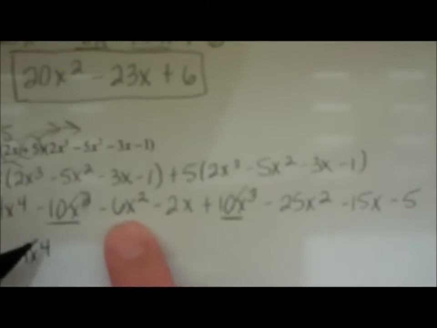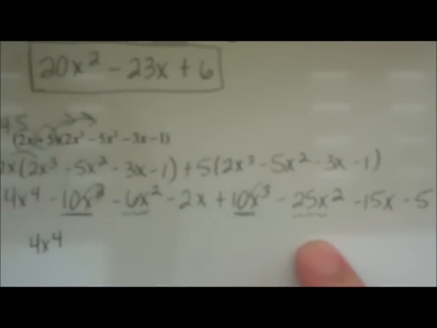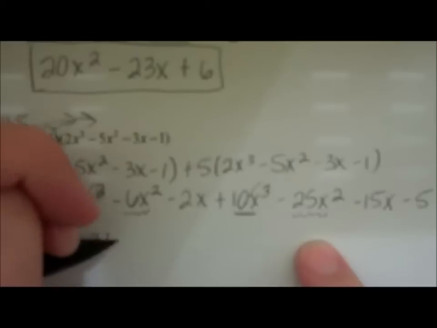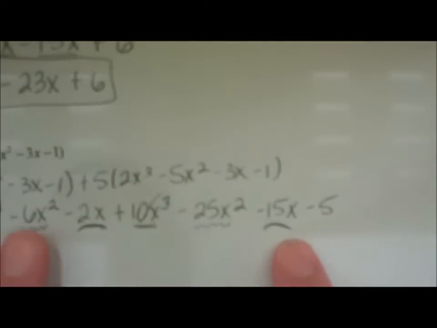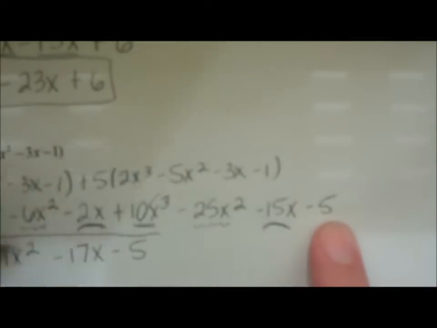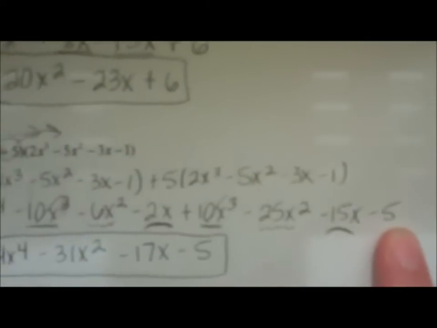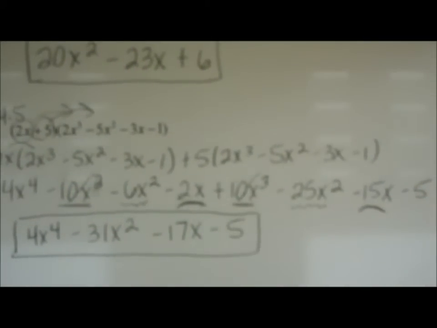Then we have x squared here. So negative 6x squared, negative 25x squared. That gives us negative 31x squared. I have a negative 2x here and a negative 15x here. If I combine those two, I get negative 17x, and I still have a negative 5. So that leaves me with 4x to the 4th minus 31x squared minus 17x minus 5.